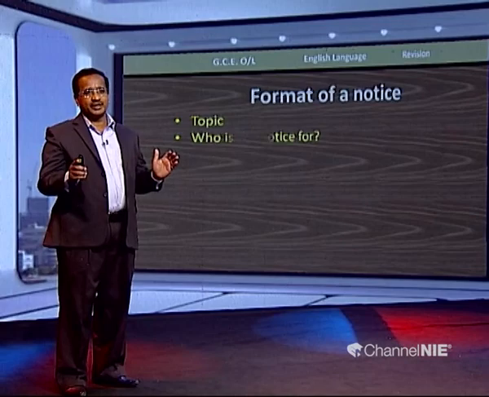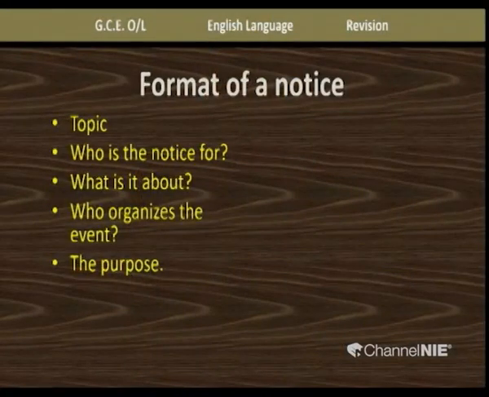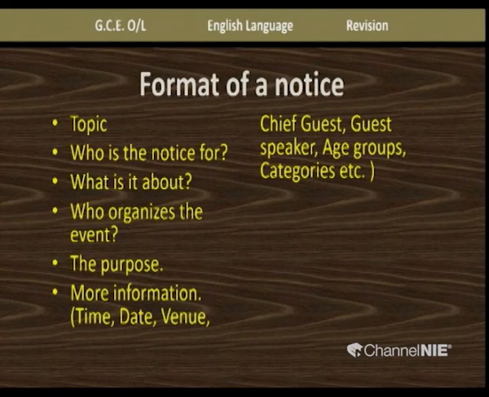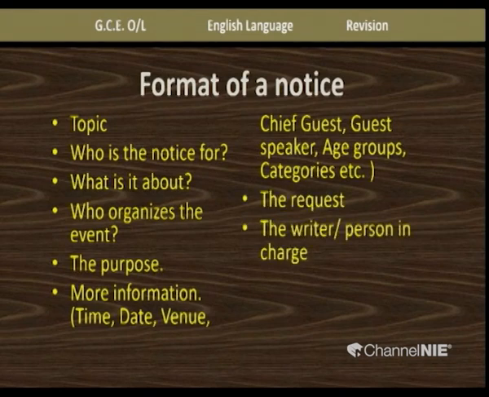Every notice has a topic, and you have to mention who the notice is for. Then what is it about? After that, who organizes it? Then the purpose of the notice. Then comes the most important thing, more information: time, date, venue, chief guest, guest of honor, guest speaker, age groups, categories, prices. Those are the things that we are going to include under more information. After that, the request, then the writer or the person who is in charge of this activity, and the date.